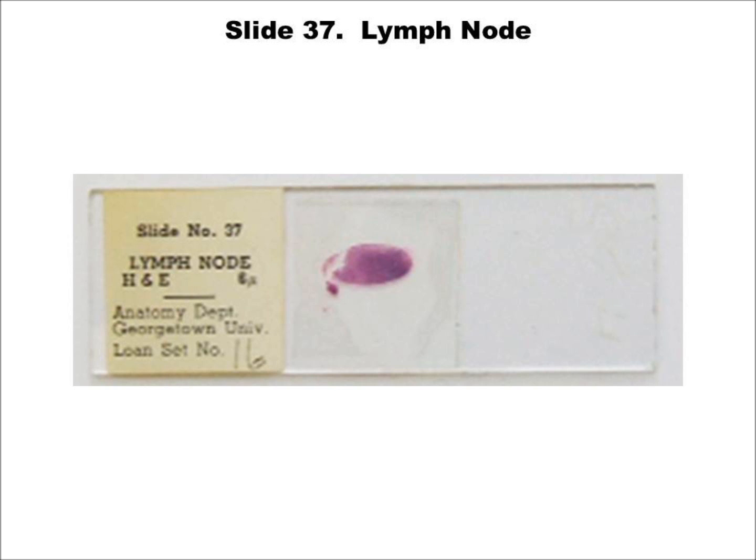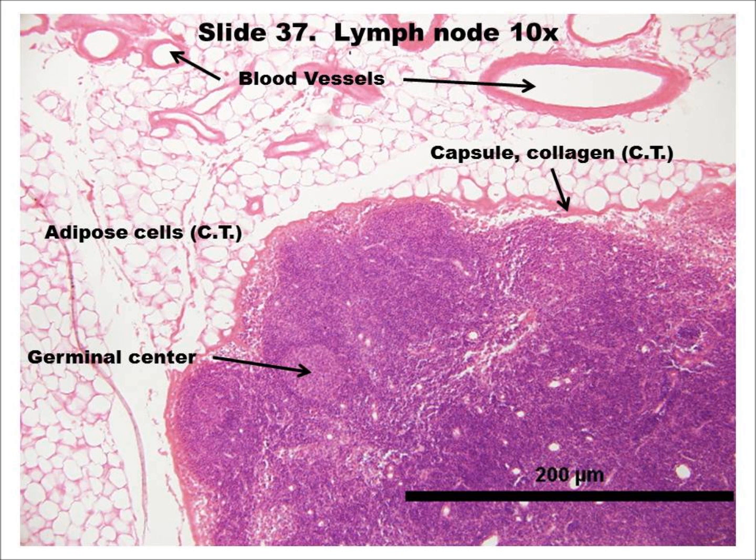This suggests that it has a high cellular content, since most of the basophilia is due to the nuclei of cells. When you examine this slide under low power, you will observe that one side of the node is surrounded by adipose connective tissue, which is easy to identify because of the many holes. The node itself is surrounded by a thin capsule of collagenous connective tissue. The body of the node is composed of a multitude of lymphocytes. In one area, termed a germinal center, the lymphocytes are undergoing the process of activation.